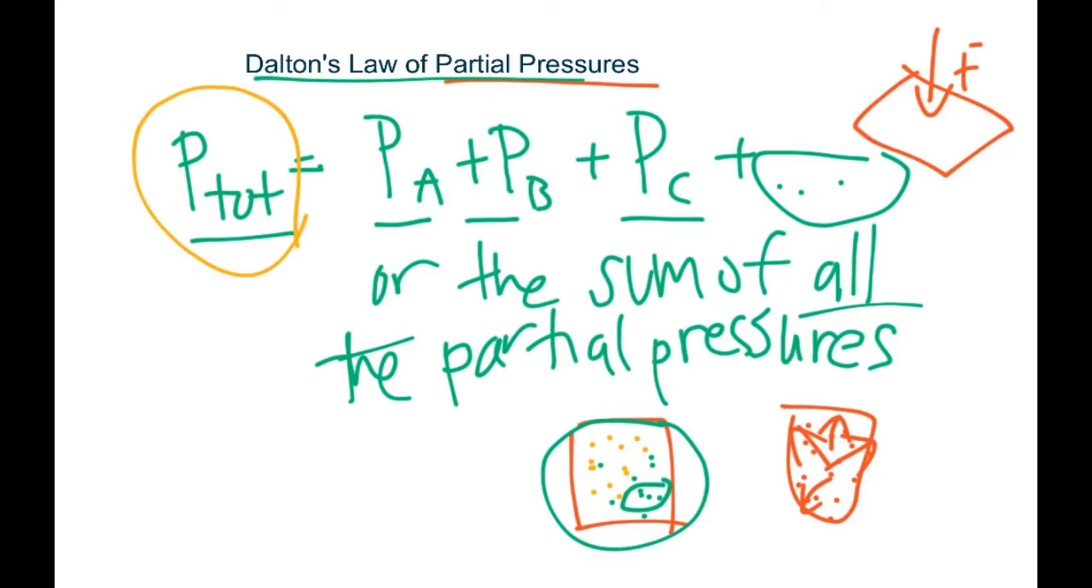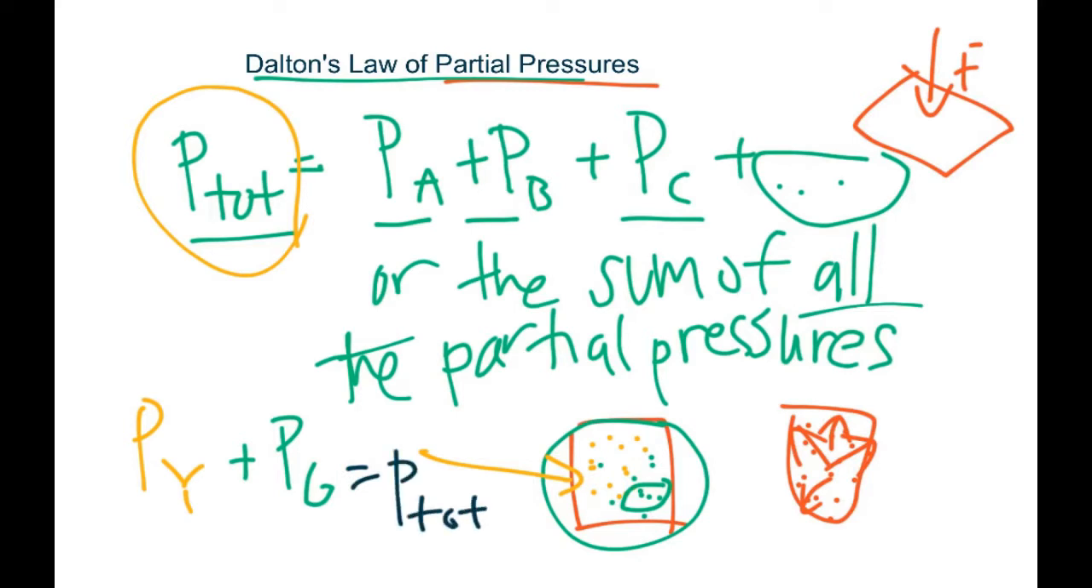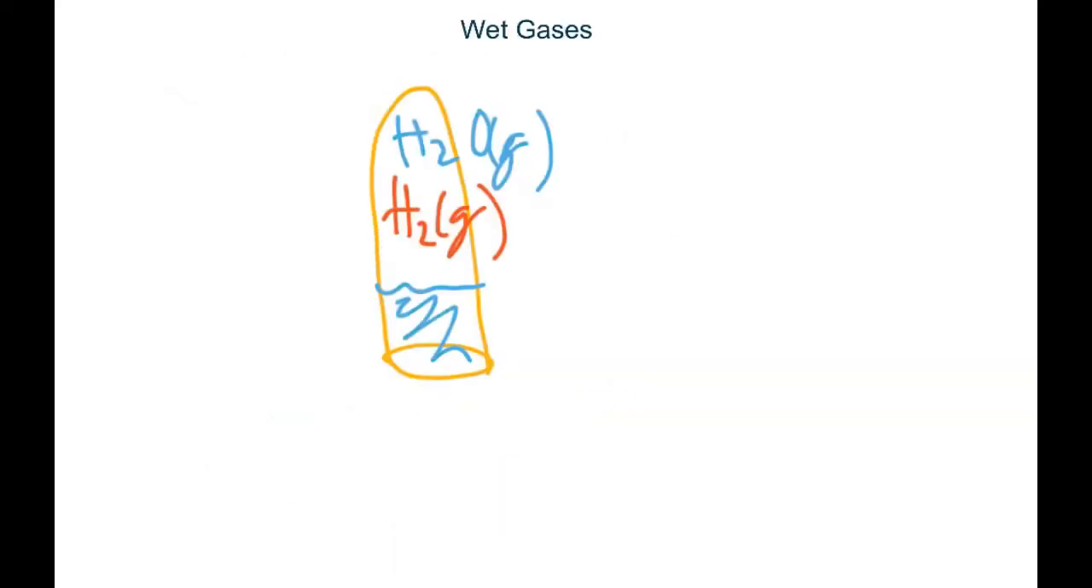pressure. So in the example below, the partial pressure of the yellow gas plus the partial pressure of the green gas is equal to the total pressure in the container, also known as the pressure of all the gases combined. Now let's move on to our second topic.